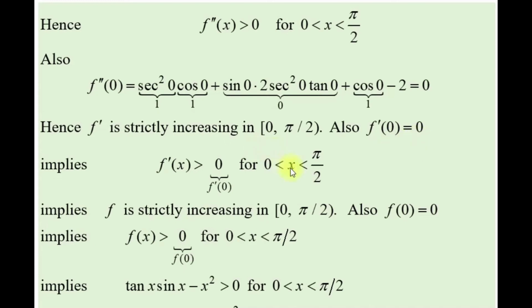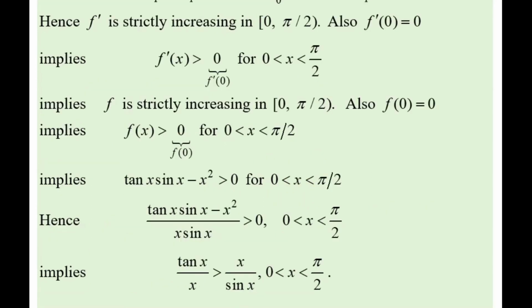Okay, so if we take x greater than 0, then what happens? Because f prime is strictly increasing, we can say that f prime of x is strictly greater than f prime of 0. What is f prime of 0? F prime of 0 is 0. So we get f prime of x greater than 0 for 0 less than x less than pi by 2, and also f prime of 0 is equal to 0. So we can say that f is strictly increasing in the left closed right open interval 0 to pi by 2.